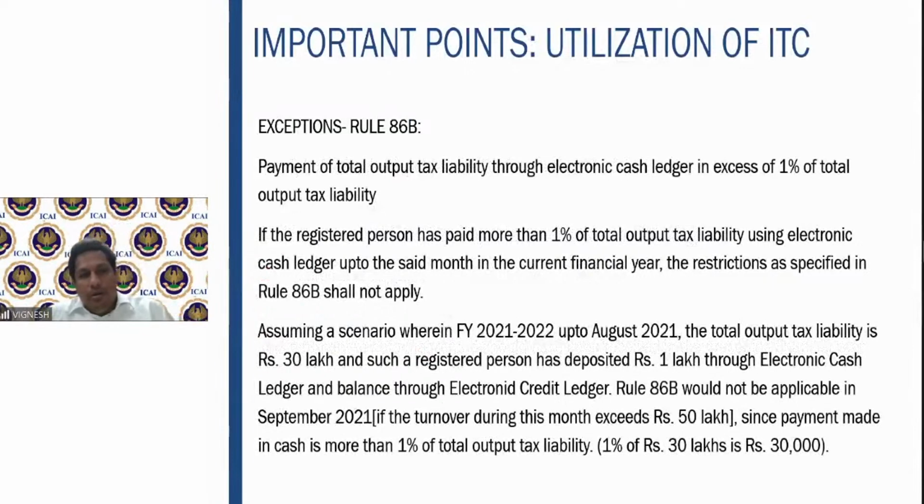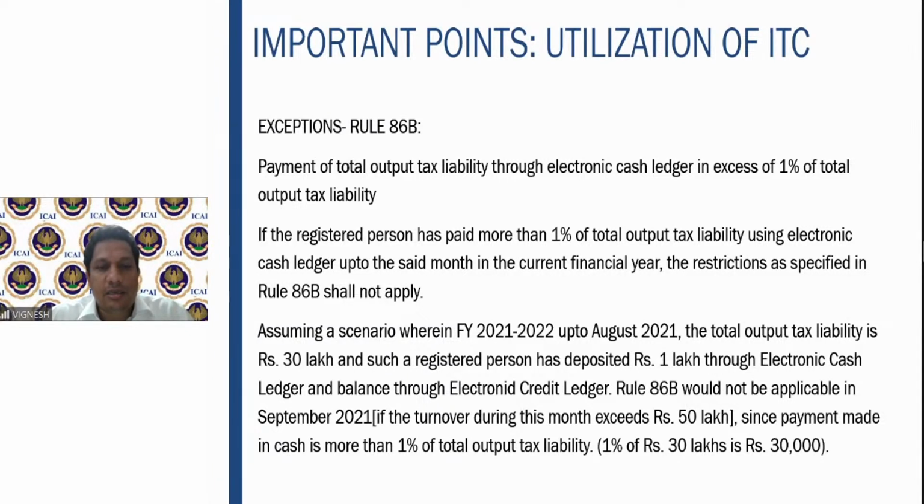So therefore, one more exception: payment of total output tax through the electronic cash ledger in excess of 1% of the total output tax levy. In case in one particular month the turnover is more than 50 lakhs, and up to that month the registered person has paid more than 1% of total output tax liability using the electronic cash ledger, the restrictions will not apply.